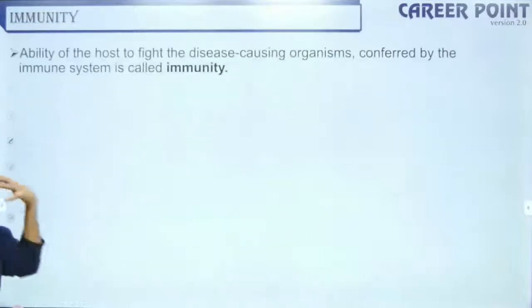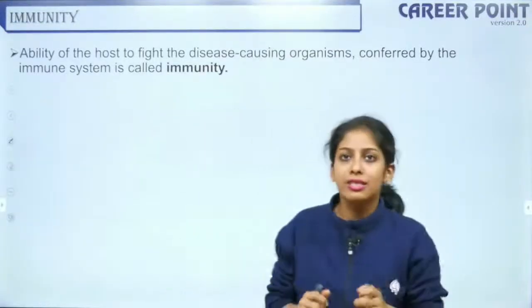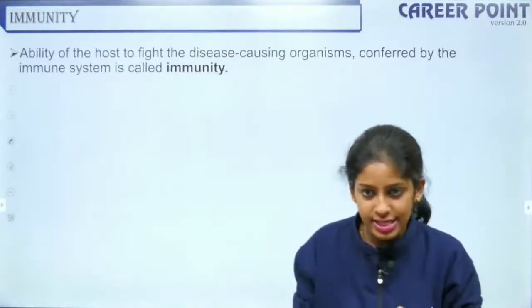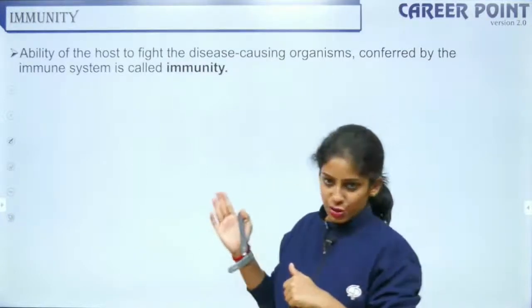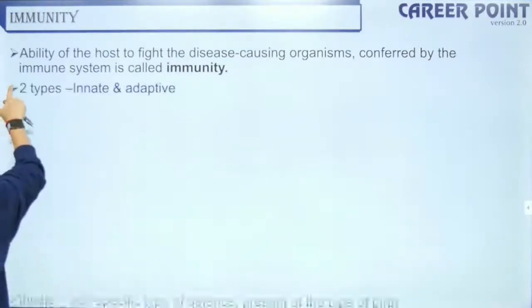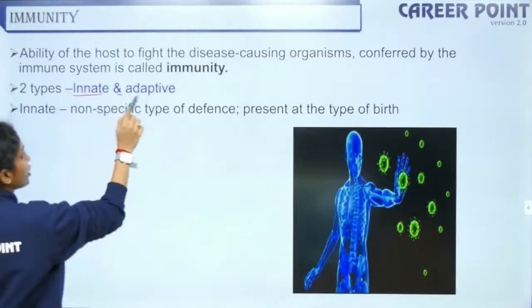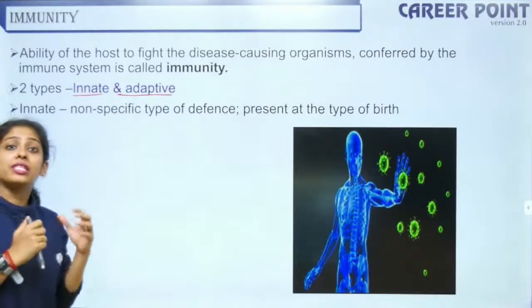Now we are coming to the next part of the chapter, that is immunity. So long we were talking about the diseases that trouble us. Now how is our body going to fight against them? The ability of our body to fight against these pathogens is your immunity, right? So we have two types of immunity. One is innate, one is adaptive immunity. Innate is present at the time of birth.